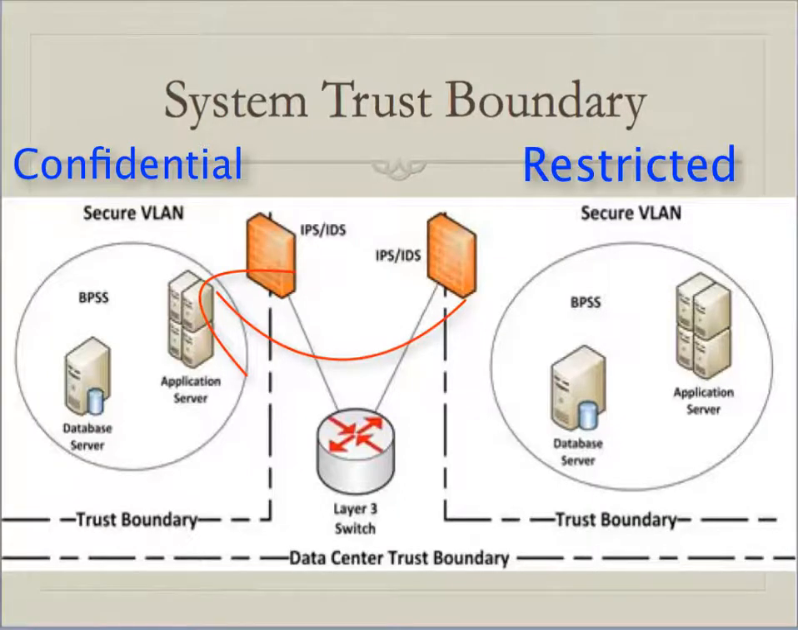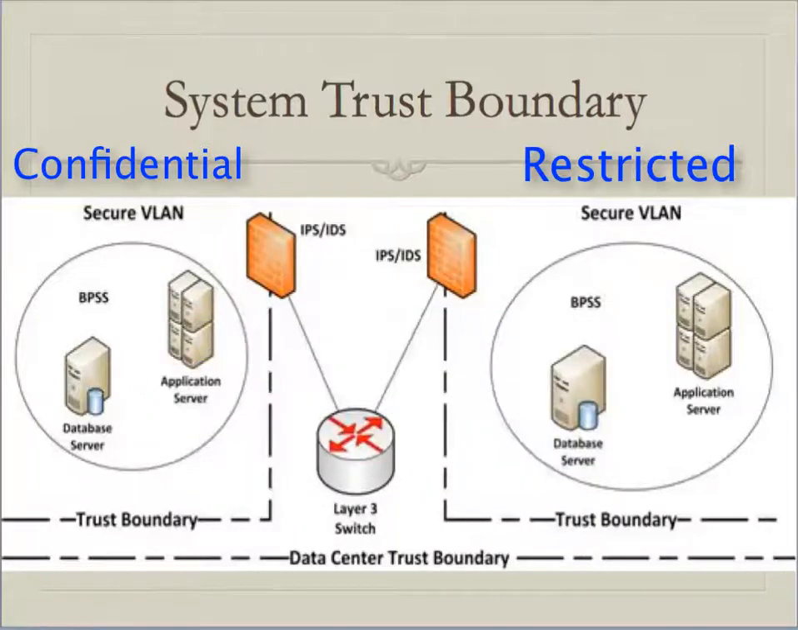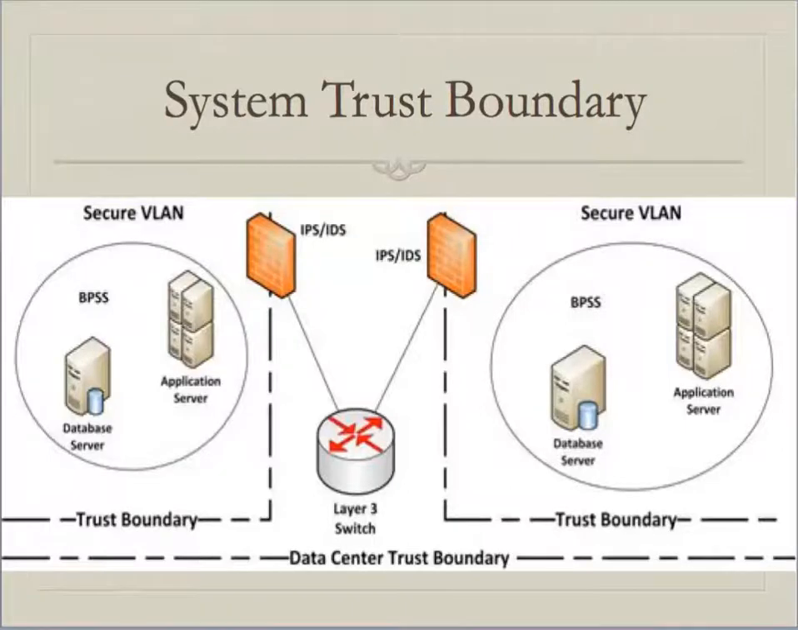If we take data out of the network on the right and move it to the network on the left, we have to make sure that we only move data that's classified as confidential. We cannot move restricted data from the VLAN on the right to the VLAN on the left because the VLAN on the left is not considered at a high enough trust level for restricted data. So managing trust boundaries is very important. Now, these are two examples of internal trust boundaries.